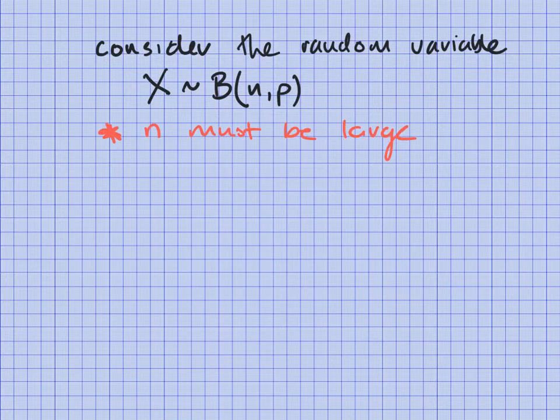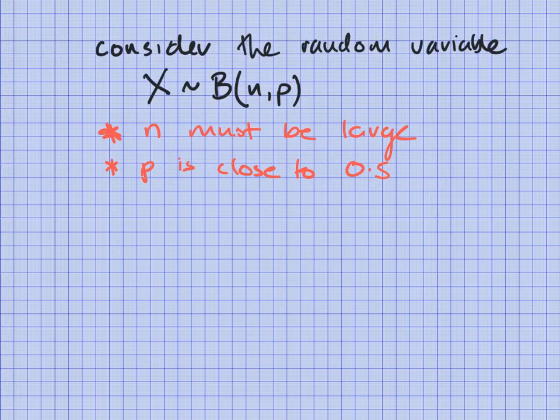So firstly, n must be large. By large, we mean probably over 50, but because this is an A-level exam, if they ask you to do an approximation, then n is large enough. The question will often be, what are the conditions under which you can use an approximation? And it must be that n is large and p is close to 0.5.